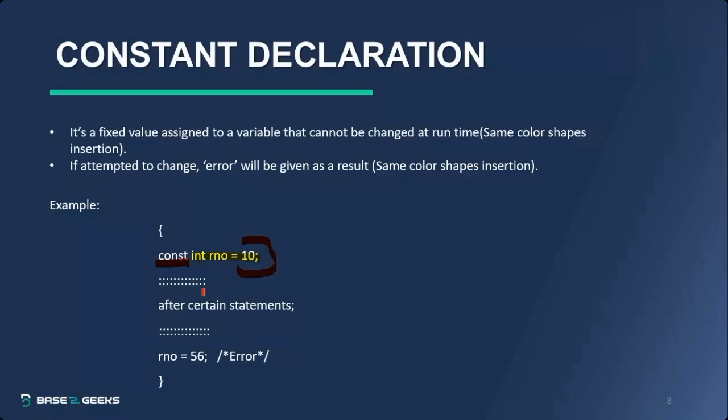Okay, so now you see, I'm going to execute some statements. After certain statements are getting executed, I'm trying to change this roll number as roll number is equal to 56.